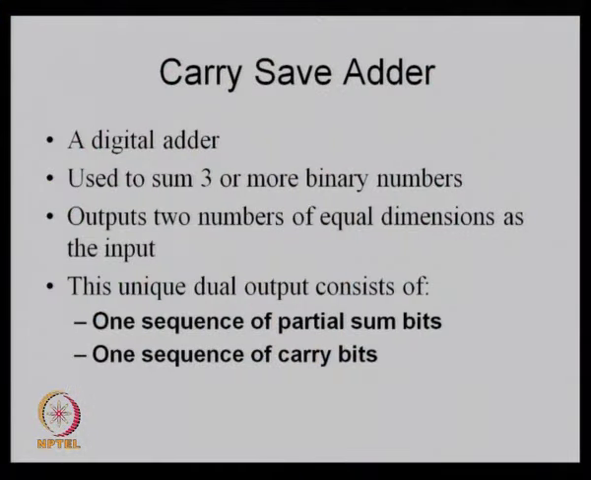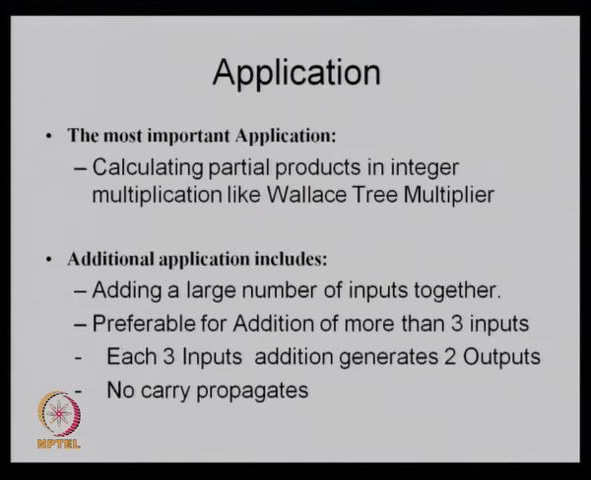Now, I come back to a different kind of adder, which is very popular in the case of multipliers, before we quit this area. It is called a carry save adder, which is very relevant for multipliers, not so much maybe for adders, though it is important. A carry save adder is a digital adder used to sum 3 or more binary numbers, and output 2 numbers of equal dimensions as the inputs. This unique dual output consists of one sequence of partial sums and one sequence of carry bits. I will give examples to show you what I am talking about.